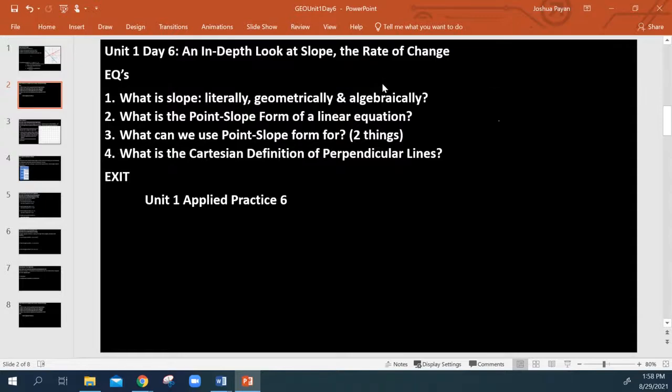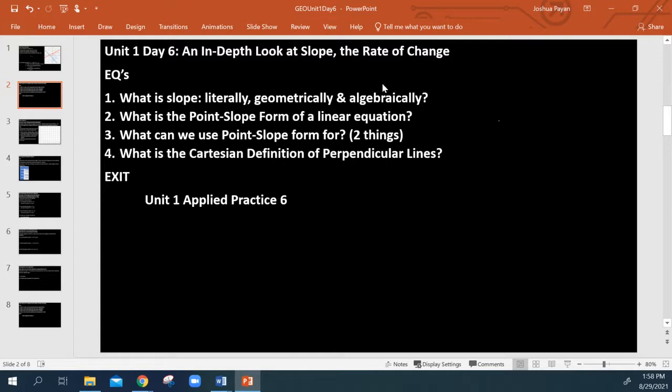All right, so this is day 6 of Unit 1. We're looking a lot more in depth at slope, which is our rate of change of linear functions or linear equations. So in geometry, we're not going to worry too much about functions. It's going to be more about just equations. They're really kind of sort of the same thing. But anyway, so here's our EQs.